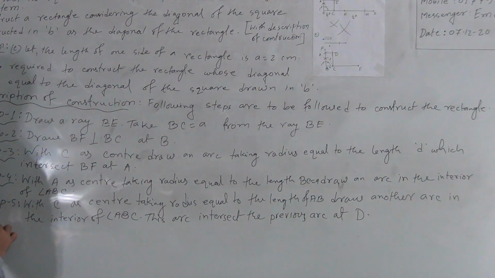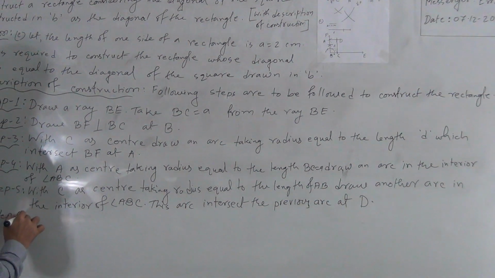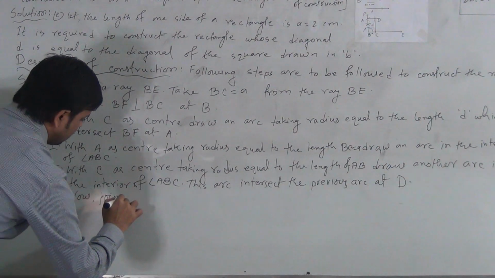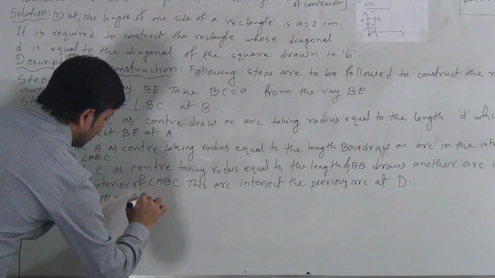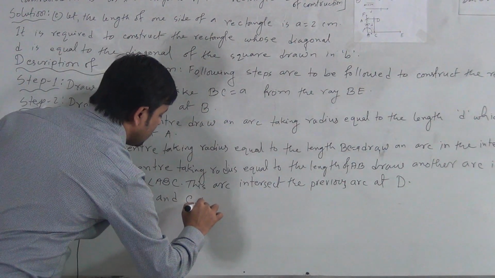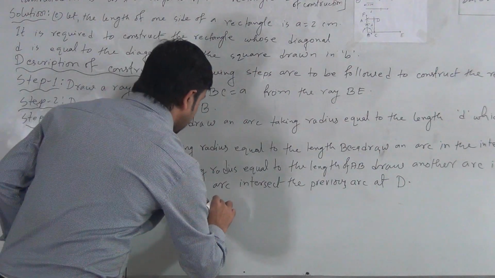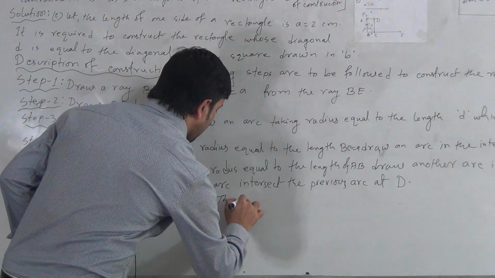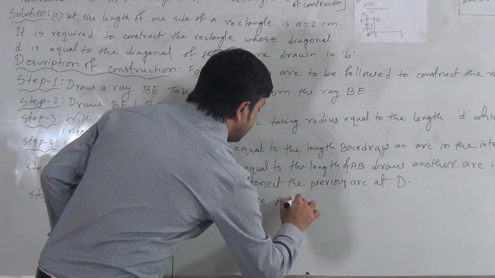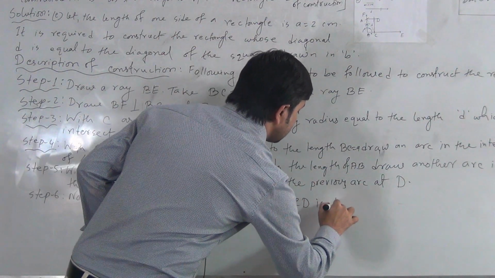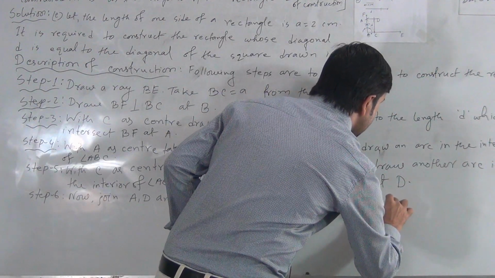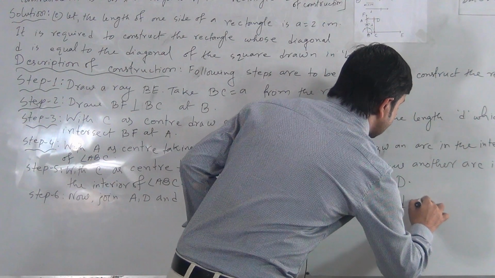Step 6. Join AD and CD. Therefore, ABCD is the required rectangle.